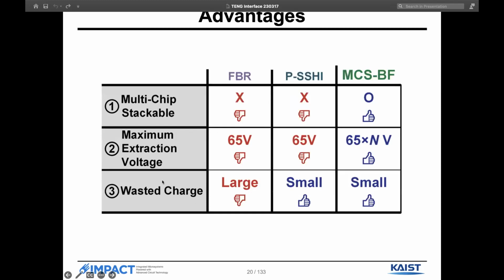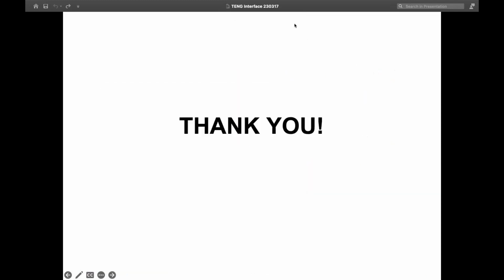The advantages of each technology are shown here, including the multi-chip stackable technology. Basically, this is the advantage list of each of the technologies that have been used so far. Thank you so much.